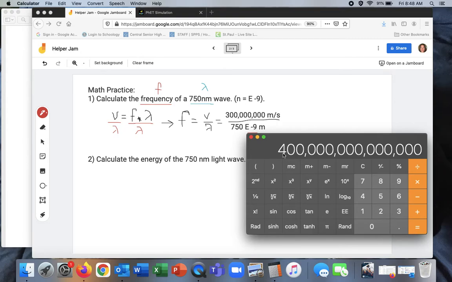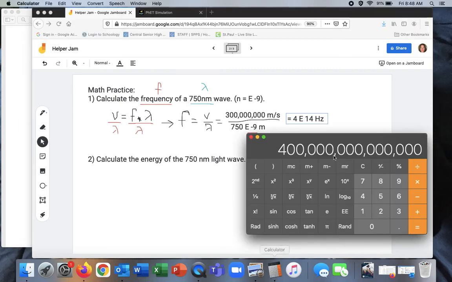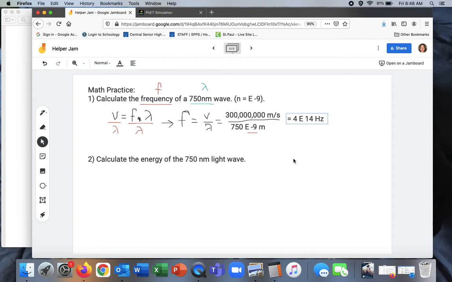Now I can type in 4 with 14 zeros after it. Or I can write E 14 hertz. Because remember that E tells us how much the decimal has been moved. Since our value is bigger than 1, it's going to be a positive E, and it got moved 14 places. So there's our answer for this particular question.